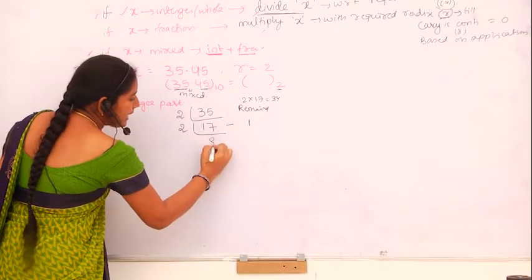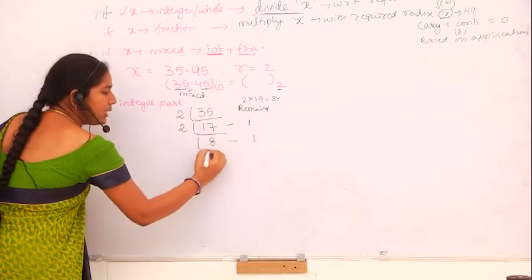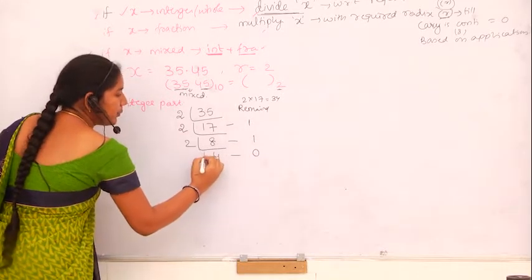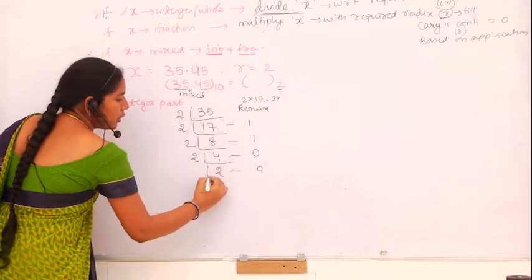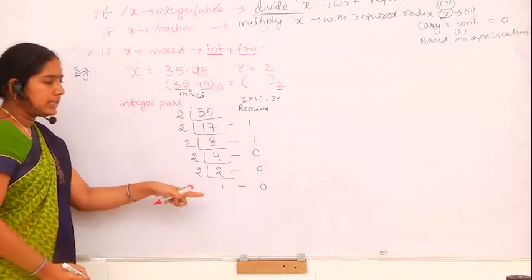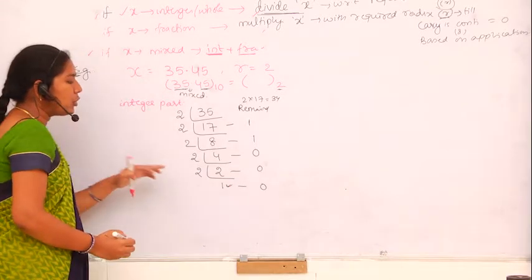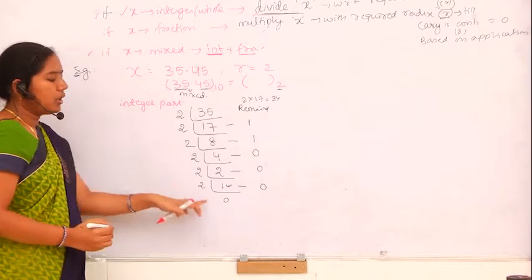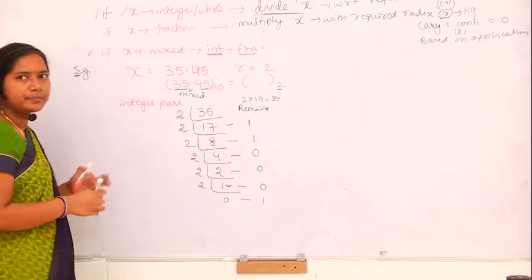So 2 8s are 16 and the remainder is 1. Again do the division with radix 2. 2 4s are 8, remainder is 0. 2 2s are 4, remainder is 0. 2 1s are 2, again remainder is 0. But this process continues till the quotient part is equal to 0. So 2 zeros, you will get 0 and the remainder will be 1.